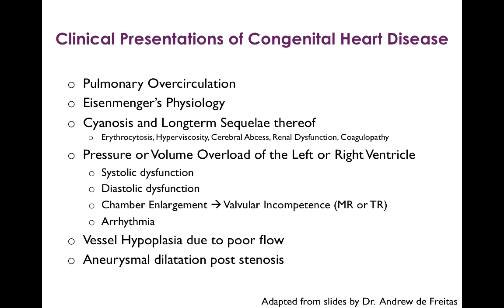I think pressure or volume overload of the left or right ventricle, it's important to note that that alone can lead to a lot of different diseases like systolic dysfunction, diastolic dysfunction. Chamber enlargement from the pressure or volume overload can lead to dilatation of the annulus of the mitral or tricuspid valves, leading to valvular incompetence and arrhythmia. And you can see that this is sort of a microcosm of adult CHF, because you can get a lot of the same manifestations with, for example, long-standing hypertension.